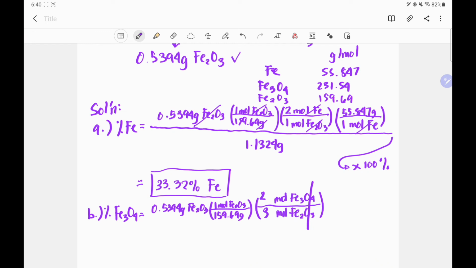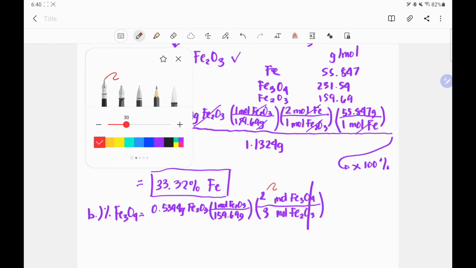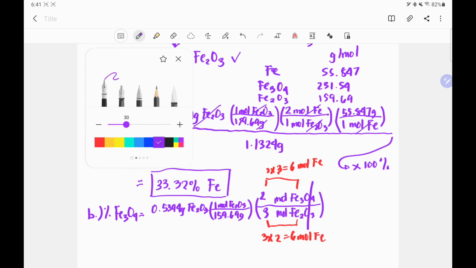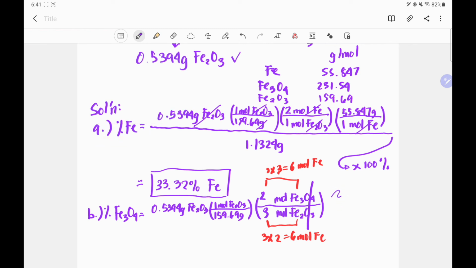Again, if we have 3 moles of Fe2O3, which is 6 moles of Fe, that is equivalent to 2 moles of Fe3O4 because that is also 6 moles of Fe. Let me write it down for you. 2 times 3 is 6 moles of iron. In the same vein, 3 times 2 is also 6 moles of iron. Since we now have moles of Fe3O4 or iron 2,3 oxide, we can just convert that into grams. It's 231.54 grams per 1 mole. Oops. And we should just put in the 100% here.